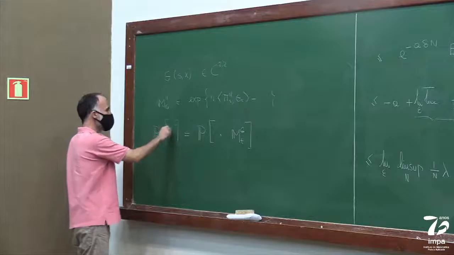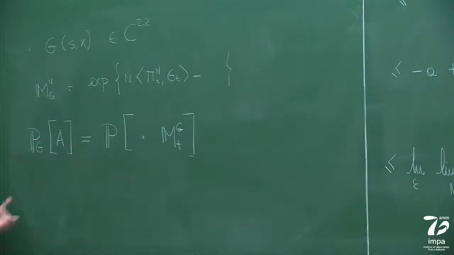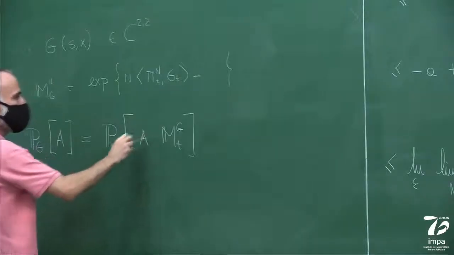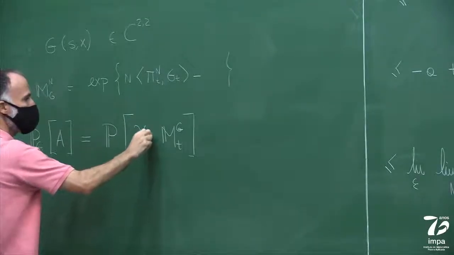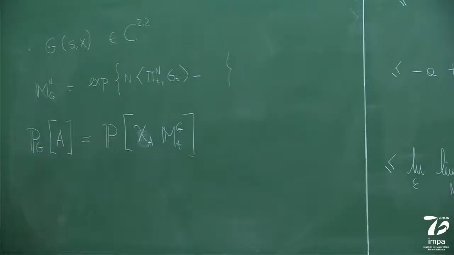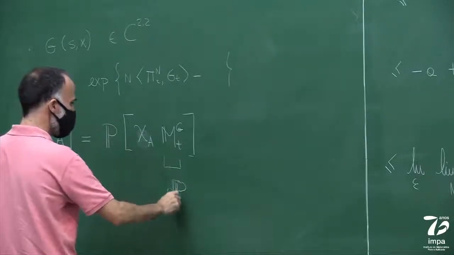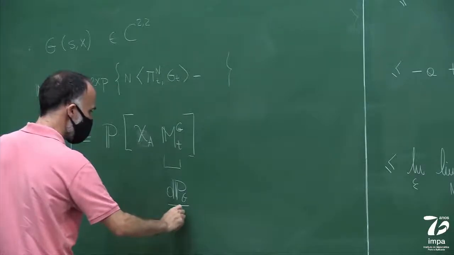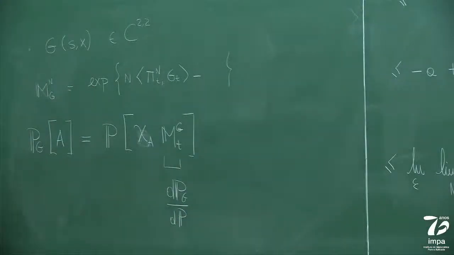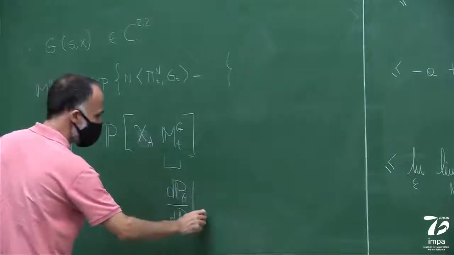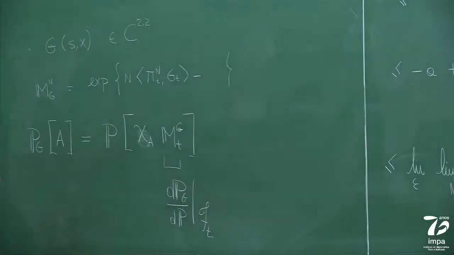So if you want to compute the probability of an event A for this measure, this is just the probability of chi A times this exponential martingale. This exponential martingale is nothing more than the Radon-Nikodym derivative of the measure pj with respect to the measure p, reduced to the sigma algebra of all events before t. Okay. So this is a new measure.